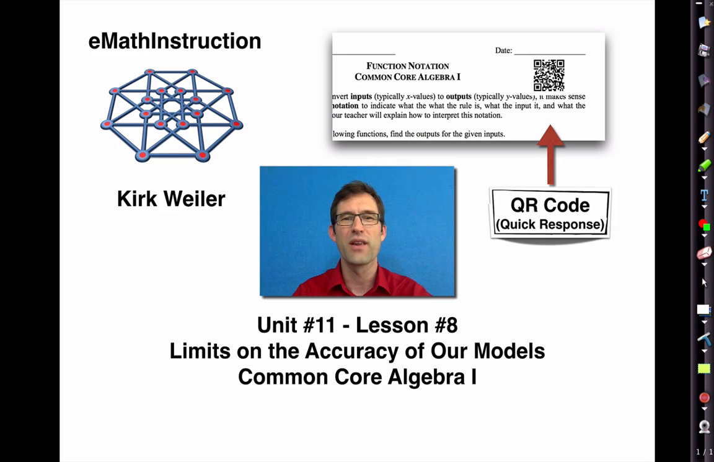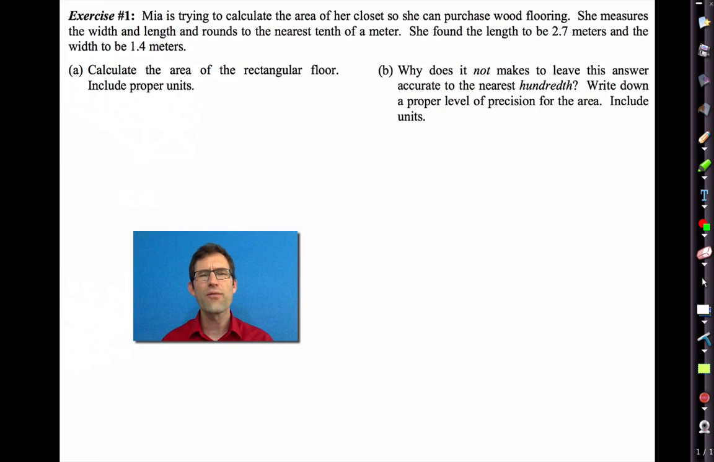All right, let's jump into our lesson. The heart of our lesson we're going to get to today in the first problem, so let's take a look at it. Mia is trying to calculate the area of her closet so she can purchase wood flooring. She measures the width and length and rounds to the nearest tenth of a meter, which obviously means she doesn't live in our country, because we don't particularly use the metric system here to measure lengths, but whatever. She found the length to be 2.7 meters and the width to be 1.4 meters. Calculate the area of the rectangular floor, include proper units.